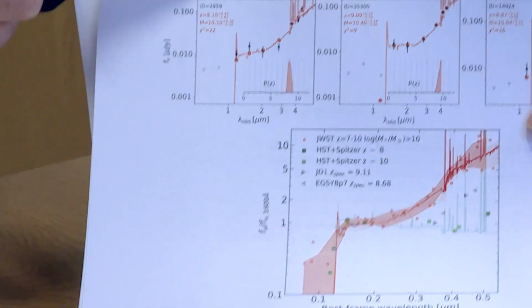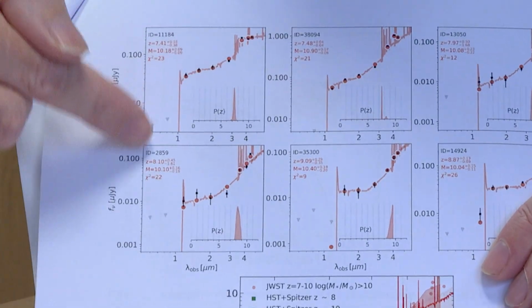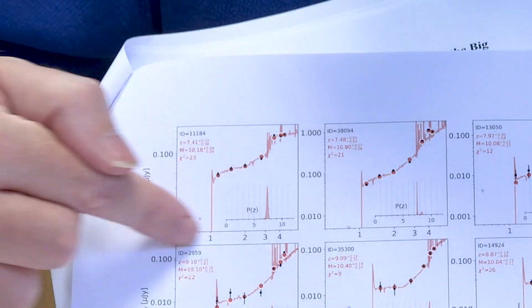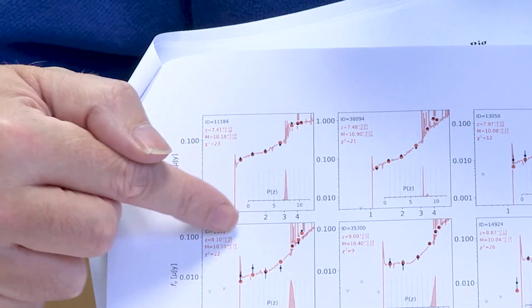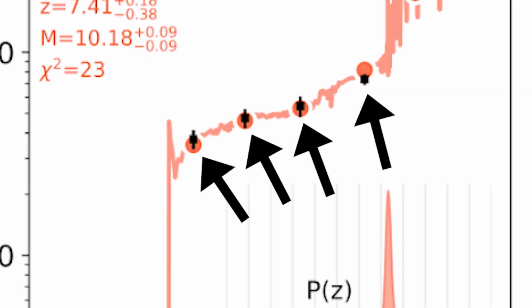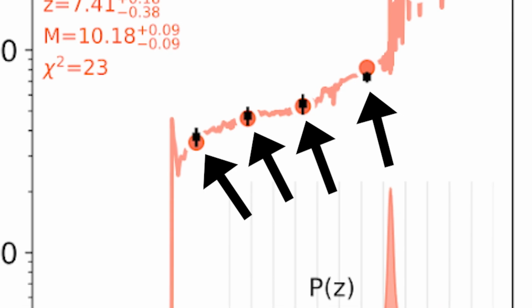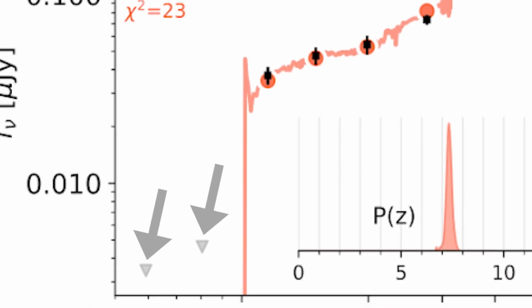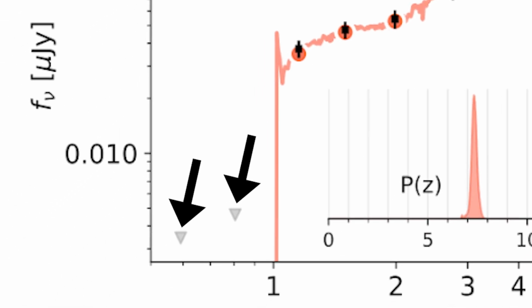Here are some of these plots showing what the intensity looks like. This is how bright these galaxies are, and this is the wavelength they're looking at. The red line is kind of a model, but the little points you can see on here are the images they've actually recorded, showing how bright the galaxy is at these different wavelengths. And these two here are actually upper limits. They didn't detect the galaxy at all there.